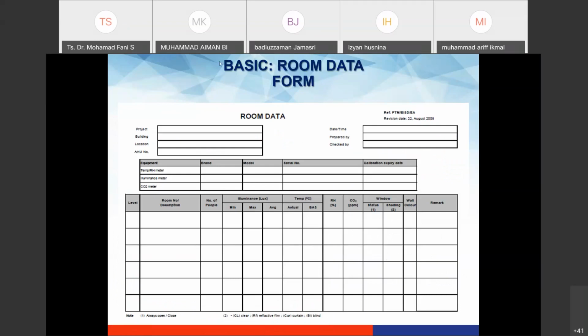This one is the example form for the room data survey. You can also make your own and put it in Excel. It is easy to make the calculation after that.